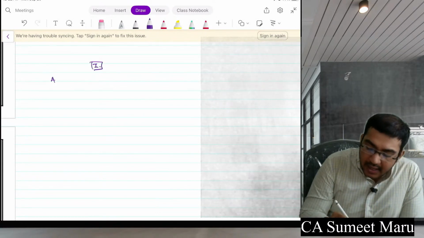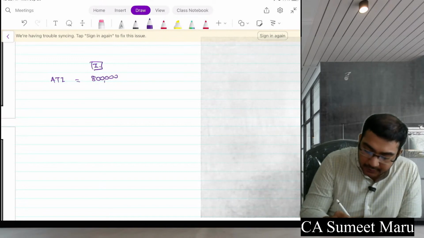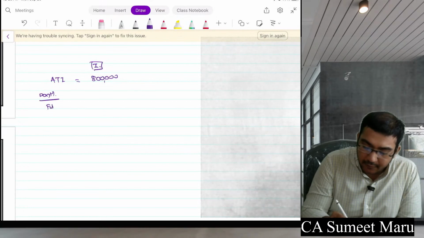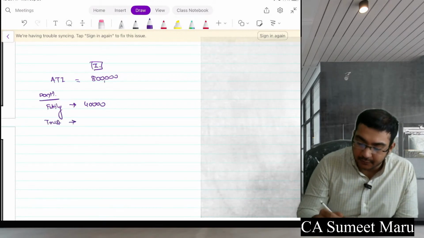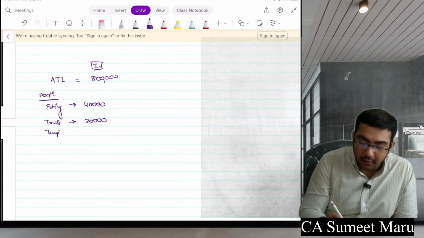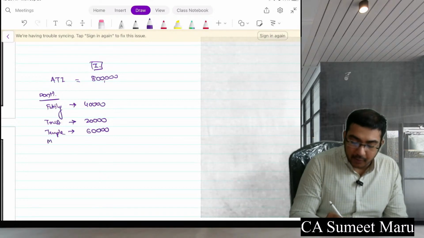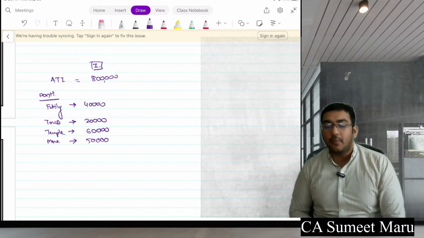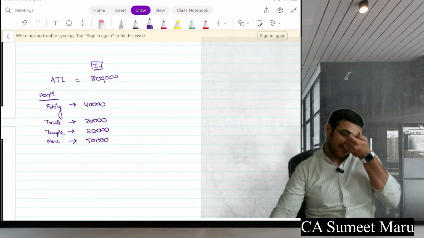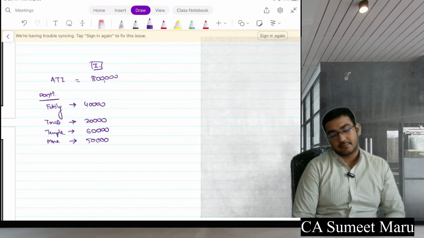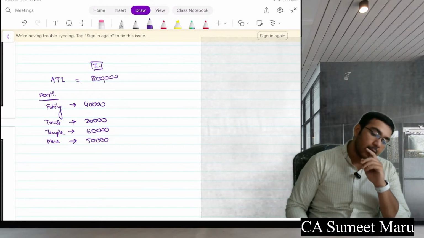Case 1. Adjusted total income equals 8 lakhs. Donations. Family planning, I have given 40,000. Trust, I have given 20,000. Temple, I have given 60,000. And minority development, I have given another 50,000. Say me how much eligible I am, how much deduction I will get under section 80G. How much deduction I will get under 80G?